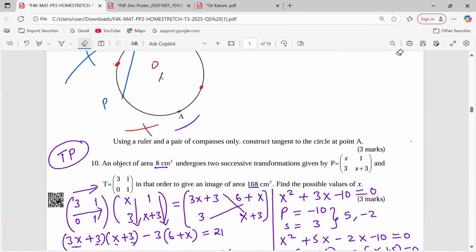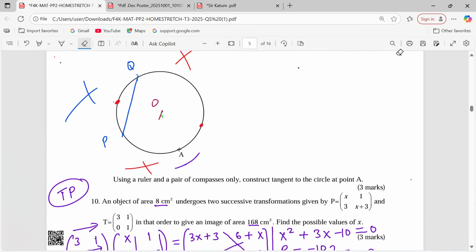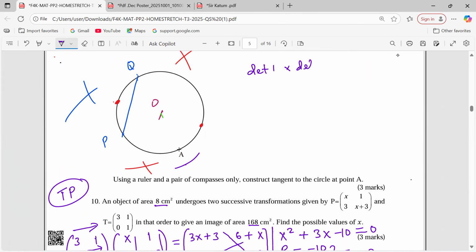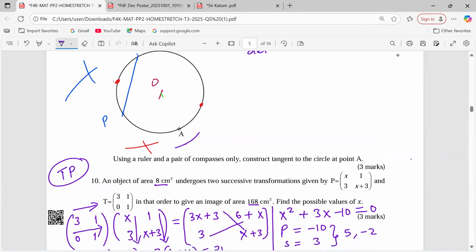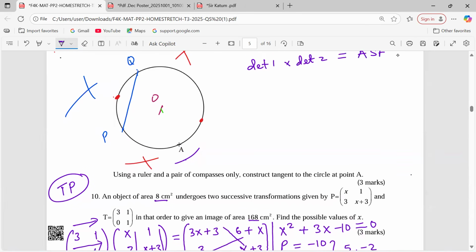Look at number 10 once again. The object is transformed first by matrix P, later by matrix T. So we can get the two determinants multiplied. Determinant 1 times determinant 2 gives us the area scale factor of the final image. What is the first determinant? The first determinant shall be x multiplied by x plus 3 minus 3 multiplied by 1.